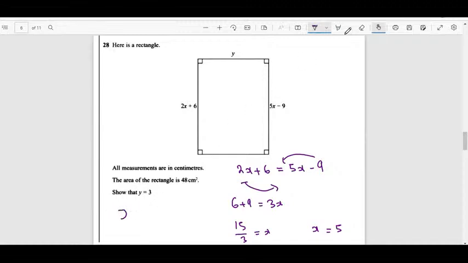So, okay, now we have 2x plus 6 into y. So 2x plus 6 would be 16, into y is giving me 48. So y would be equal to 48 divided by 16, and the answer is going to be 3. Hence, we have shown that the value of y is 3.